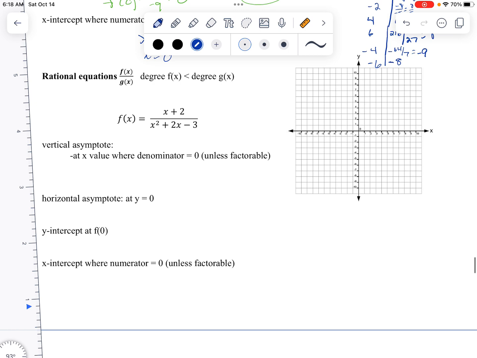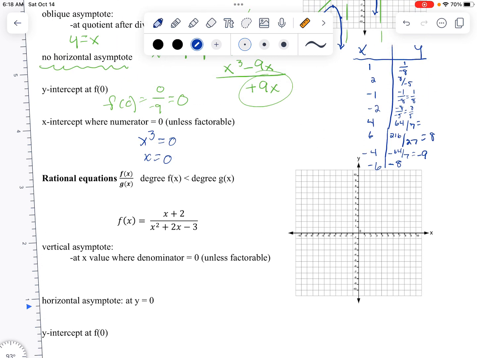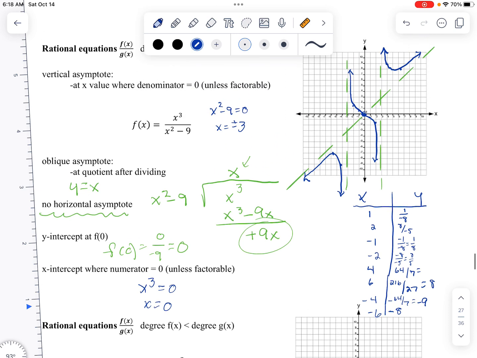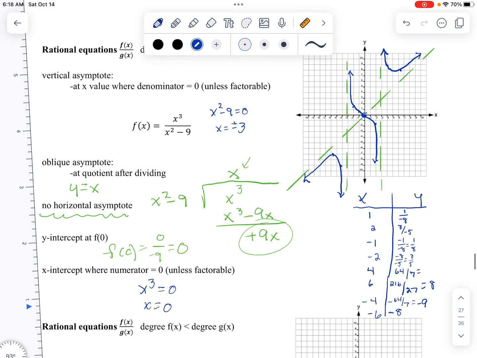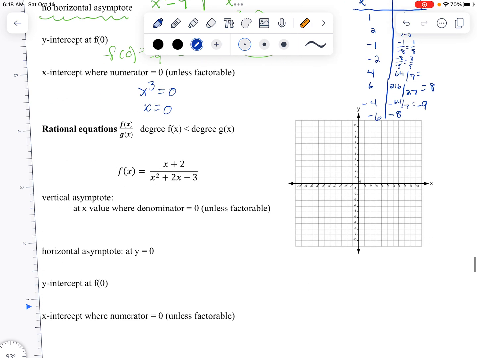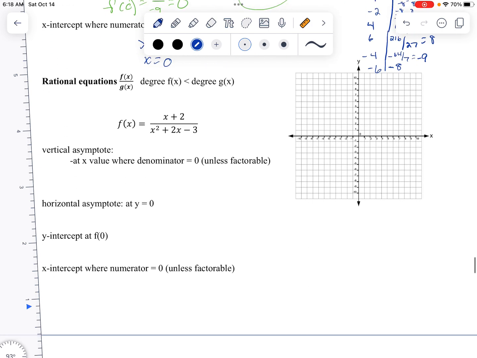What happens when the degree above is smaller than the degree below? So first we did same degrees. Second, we did when the degree in the numerator is bigger than the denominator. Now we're doing when the degree in the denominator is bigger than the numerator. How do we graph this?